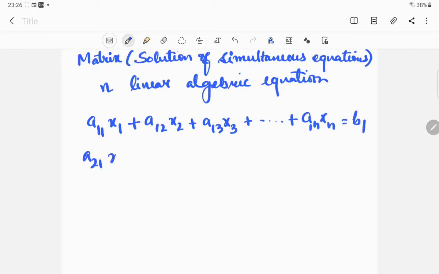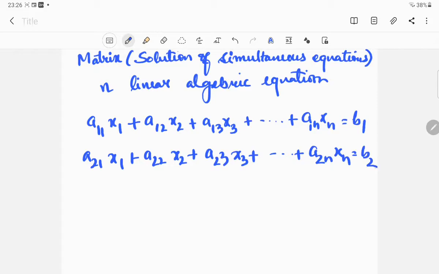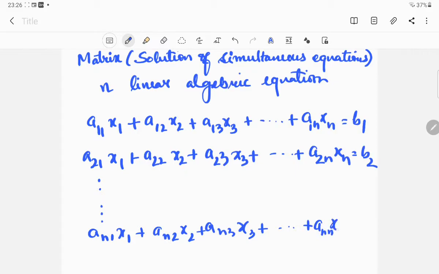Similarly, a21 x1, a22 x2, a23 x3, going on like that: a2n xn equal to b2, and then it goes up to an1 x1, an2 x2, an3 x3, and up to ann xn equal to bn. So this is the set of equations that you have.